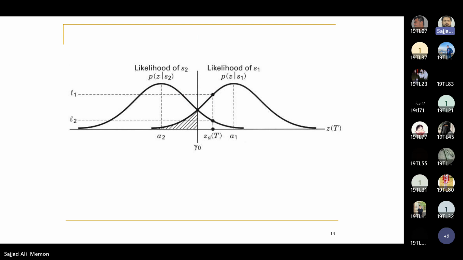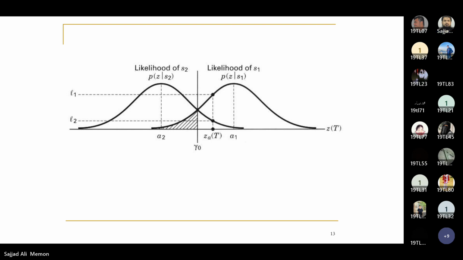So this is the likelihood of occurrence of P of Z given S2 and P of Z given S1, where Z is the test statistic. It is the probability that the test statistic is S2 and the probability that it is S1. One probability is A2 for S2 and for S1 it is A1, whereas gamma naught is in between. The received signal can be anywhere, and from that we can decide whether the received waveform matches the likelihood of S1 or of S2.